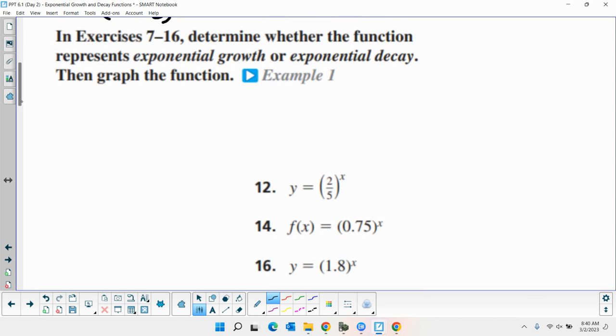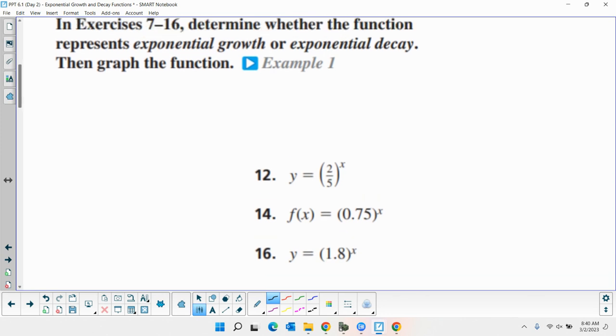And you had to figure out if it was growth or decay. All right, so 2/5 less than 1, decay. 0.75 less than 1, decay. 1.8 bigger than 1, growth. Then you just put in your calculator. Okay?